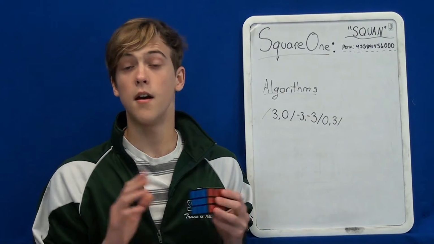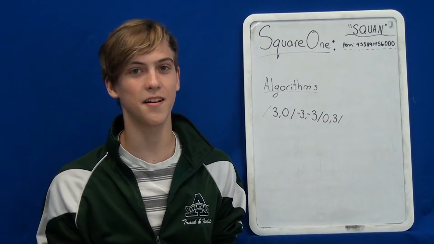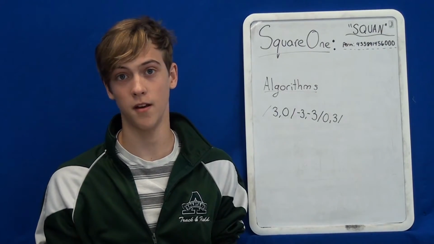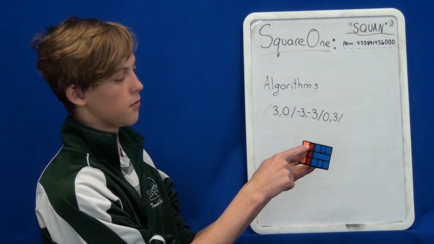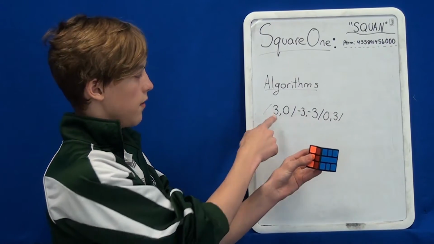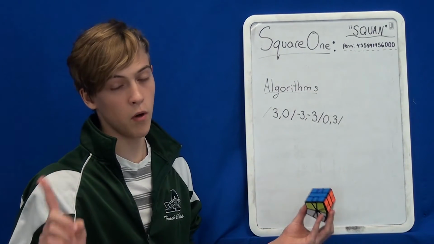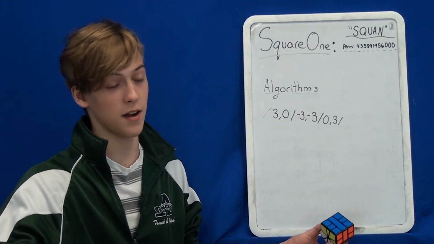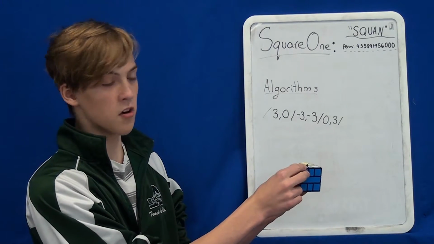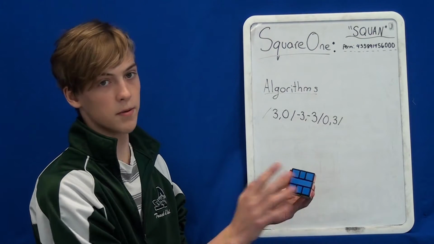Now, this is what a Square-1 algorithm looks like. It's a lot different than a regular Rubik's Cube one, and I will explain it. Now, these slashes mean a full cube rotation, and these numbers represent how many degrees you're going to turn. 1 stands for 30 degrees, 2 is 60, 3 is 90. So these large pieces are 60 degrees, or 2 numbers, and these small pieces are 1.